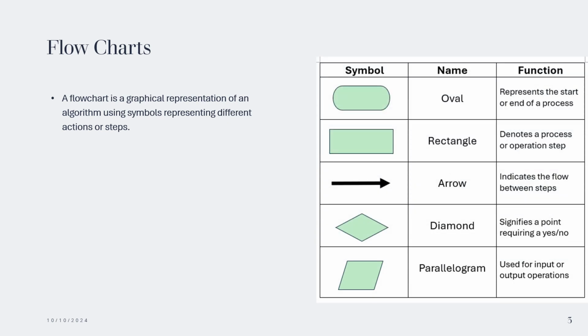First one, the oval shape. This oval shape represents the start and end of a flowchart. When you are drawing a flowchart, first of all you need to start, and then finally you have to stop the process when the process is completed or the problem is solved. That representation is made by the oval shape, and that is for the start and end process.